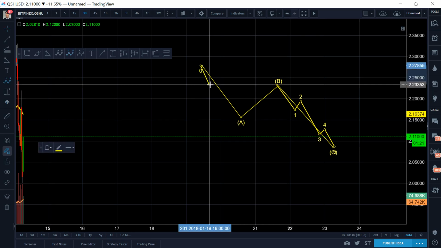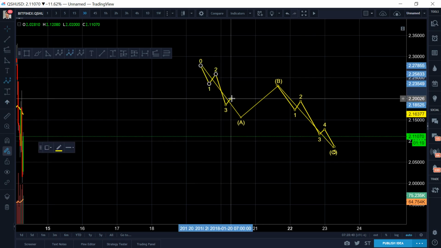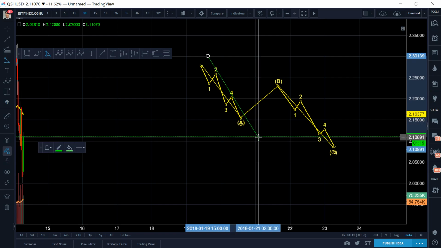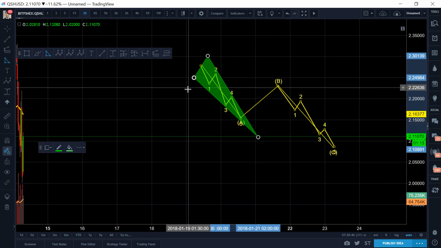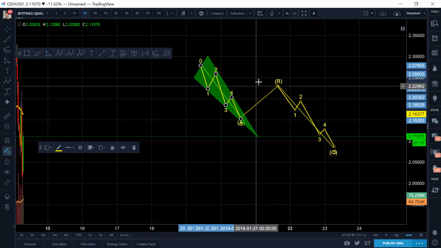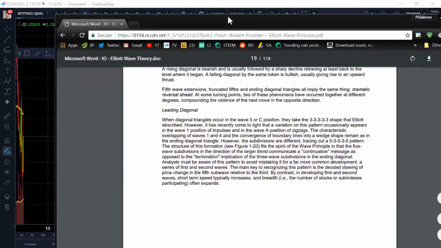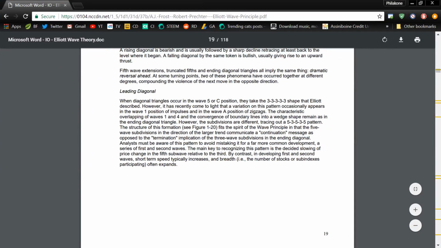Now, a zigzag is only considered when it is a 5 wave pattern like this right here, and they are talking about it can only occur like that. So, they can occasionally occur in wave 1 position of impulses and wave A position of zigzags. That's just part of being clear about it.